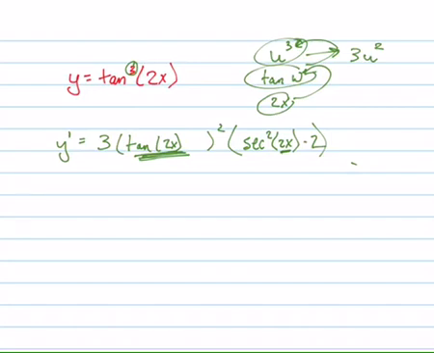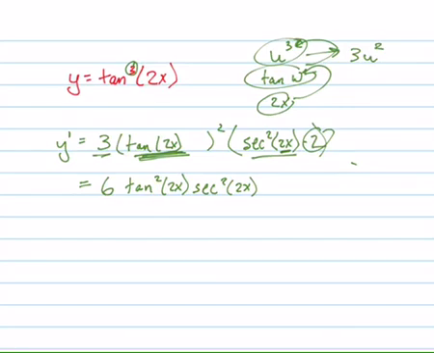So let's clean this up a little bit. This 2 and that 3, really, I can move them both together. 2 times 3 is 6. Tangent, I can write this as tan squared of 2x. Just looks cleaner to write it like that. And then I can write this as secant squared of 2x.